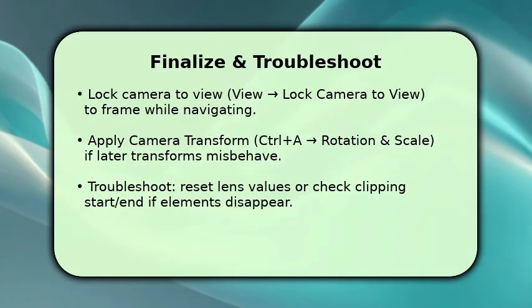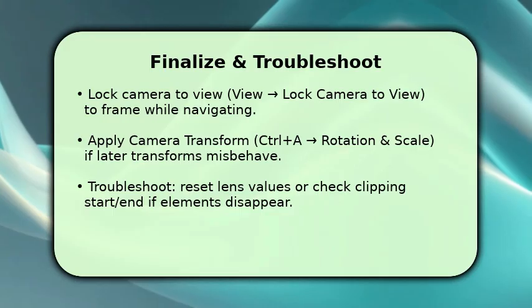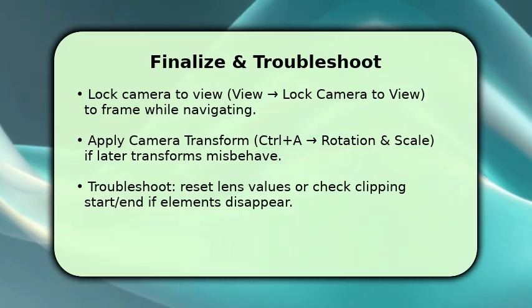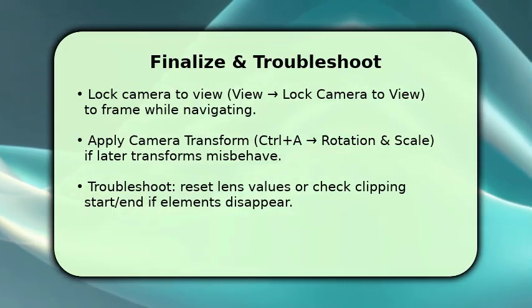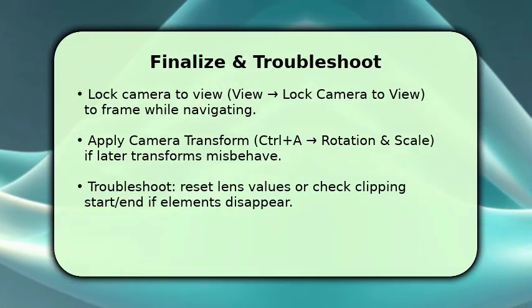Finally, render a quick test. If objects vanish or look clipped, check the camera clipping start/end and reset lens values to defaults. If framing still feels off, revisit sensor, focal length, or orthographic scale.